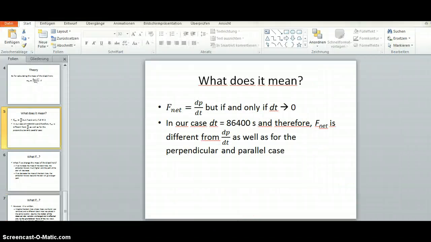The first question is, what is the difference between Fnet and dp over dt? We set them in the program equal, and that is true, but only if dt is very small. In our case, dt was large, and therefore Fnet is only roughly dp over dt. This also counts for the parallel and perpendicular case.